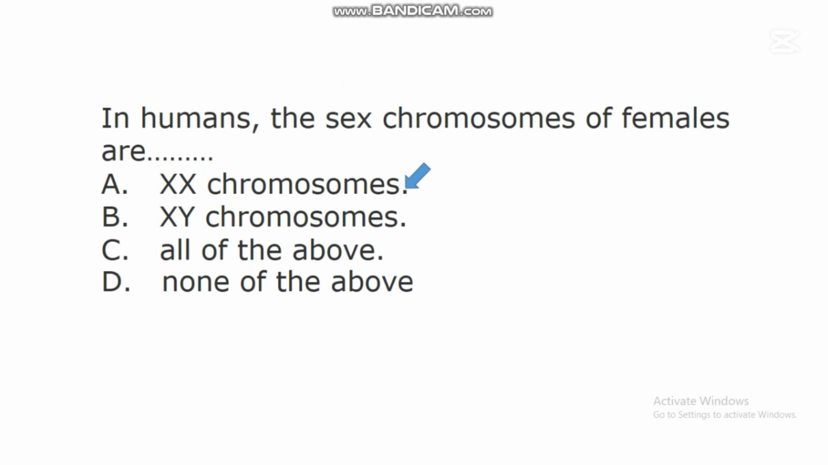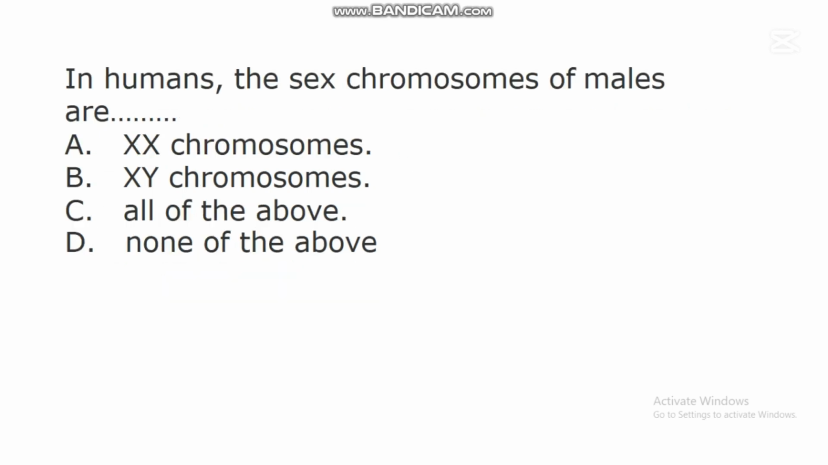Studies have shown that the egg cell of a woman has X chromosome. So during sexual reproduction, the sperm cell will fertilize the egg cell, and if the sperm cell containing X chromosome fertilizes the egg cell, it will make that baby have XX chromosomes. So generally females have XX chromosomes as their sex chromosomes.